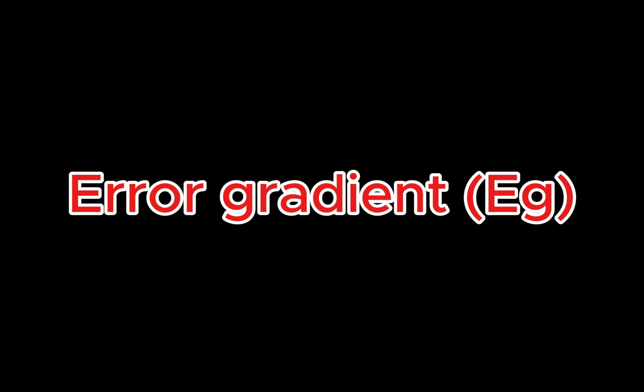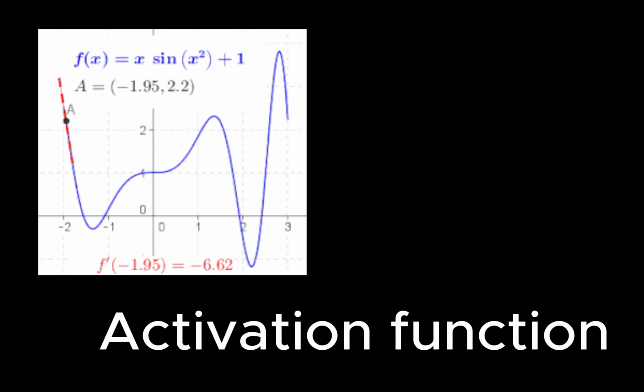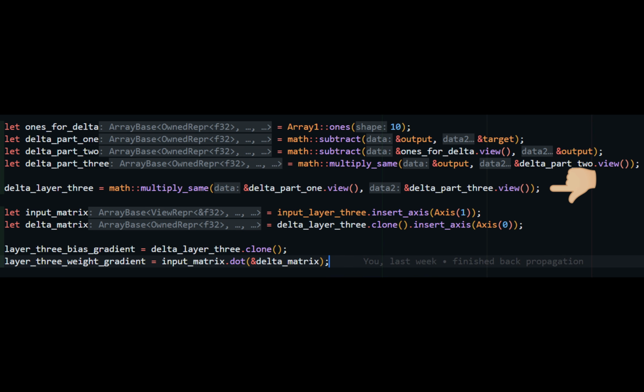First, we need to get the error gradient, which is just the neural network output subtracted by the expected output. And then we have to find the derivative of the activation function. Then we multiply the error gradient with the derivative of the activation function and multiply that result with the inputs transposed. And this gives us the weights gradient. And the gradient for the bias is delta itself.